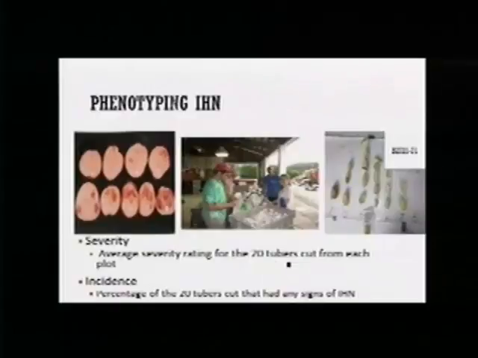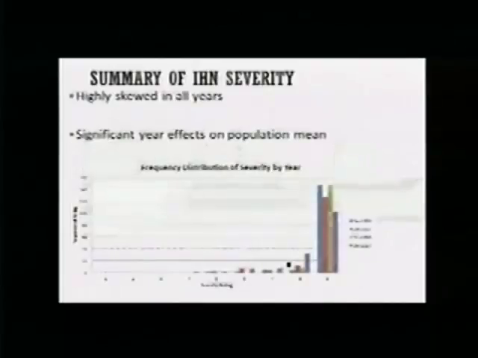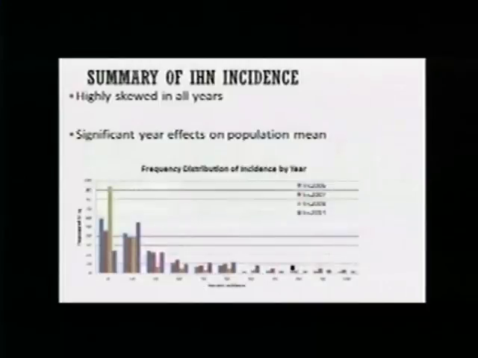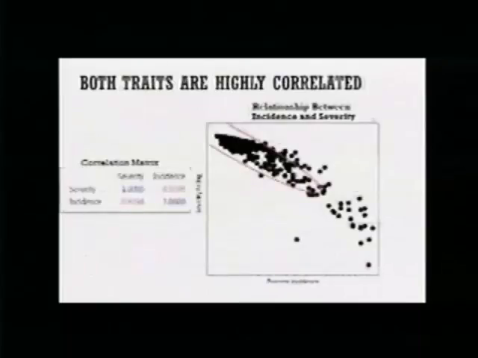So if you look at it, it's highly skewed in all years, with significant year effects on population mean. And the same thing for the other one, it's just worse because the scale is different. But it's still very highly skewed. In fact, these traits are very, very strongly negatively correlated, which we expected. We're using 2 different terms to describe the exact same thing.